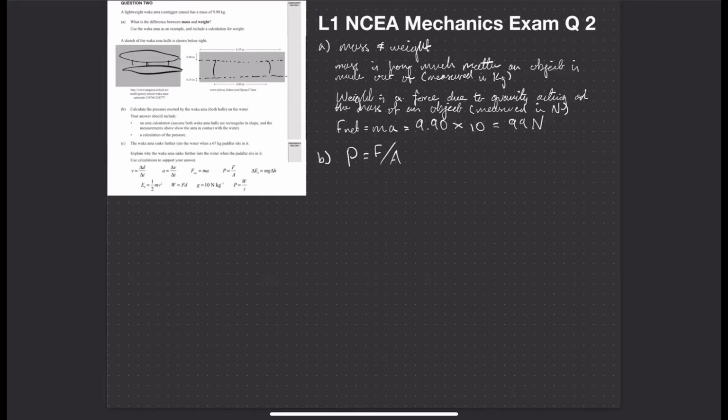So we know from the previous question that the weight force is 99 newtons. So we've got the force, but we don't have the area, so we're going to have to calculate this. Okay, using the information provided up here. So there are two hulls, so we're going to do two area calculations, add them together, and then divide this force by that combined area. We're going to write down the equation, area of a square equals base times height. So let's get that in.